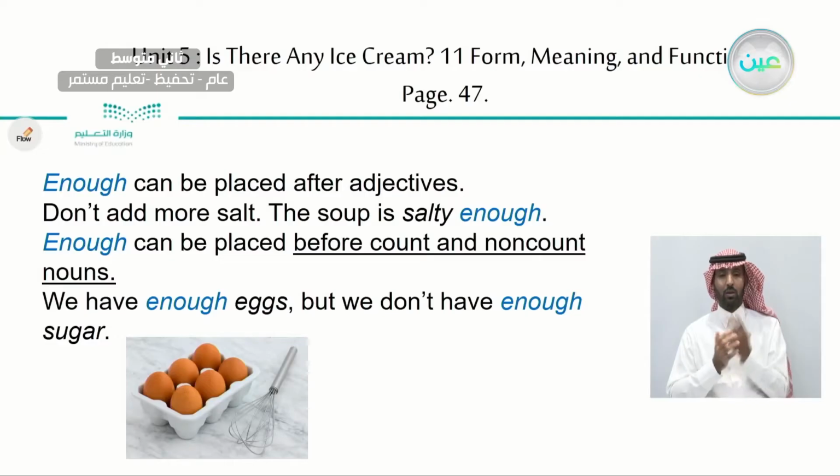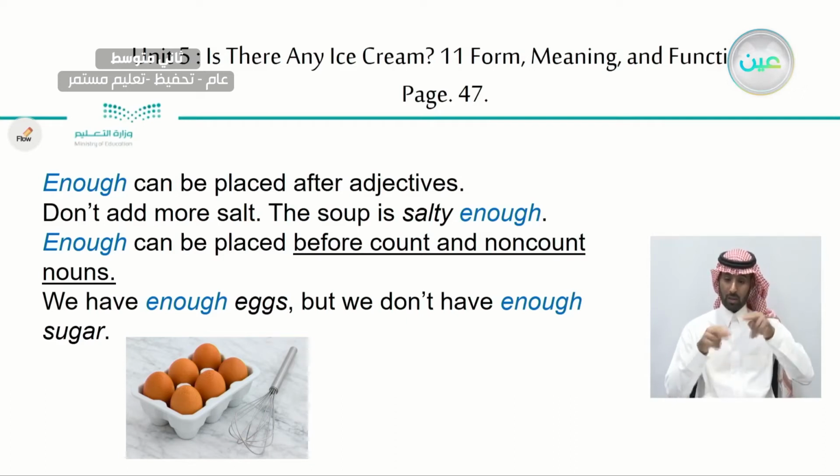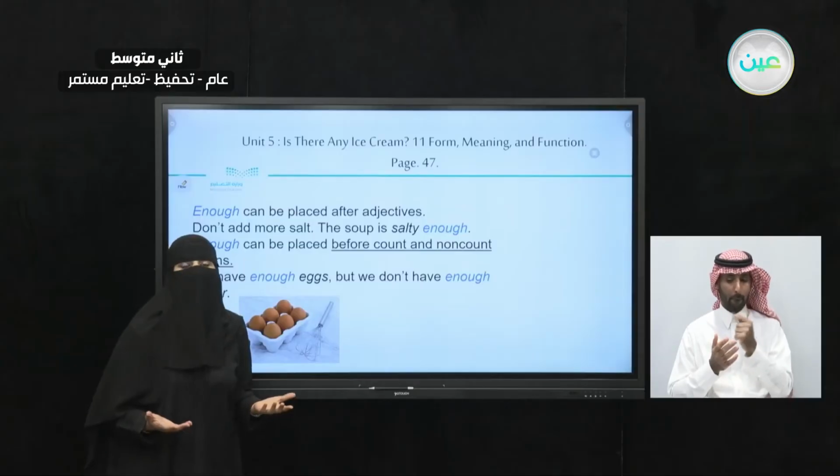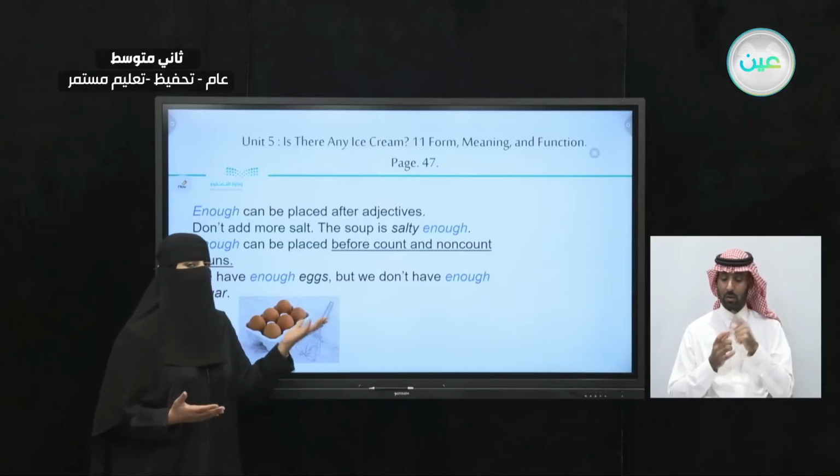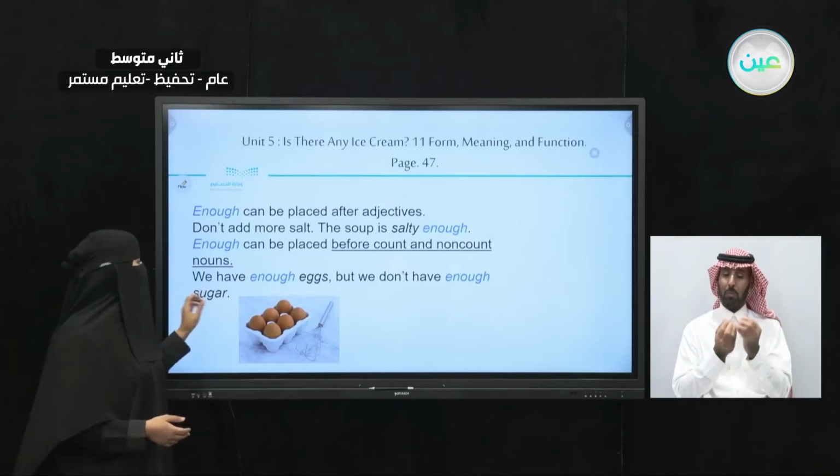Let's take a look here at this part. Enough can be placed before count and non-count nouns. We have enough eggs, but we don't have enough sugar. So it can be placed before count or non-count nouns. You can use the word enough for both. Just like this example here.